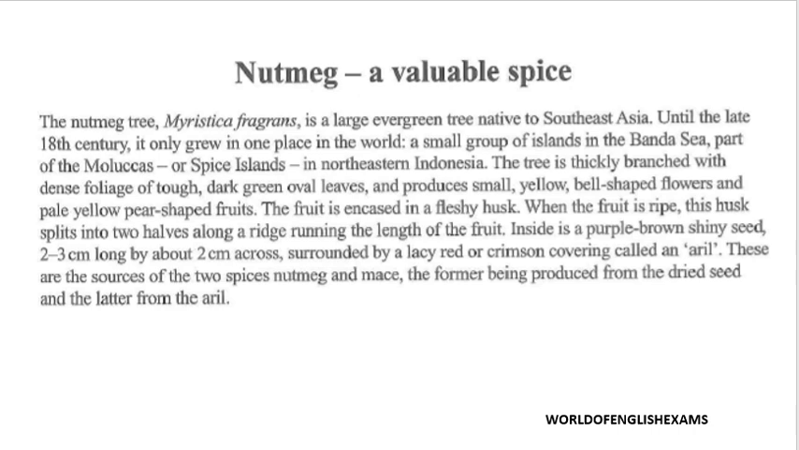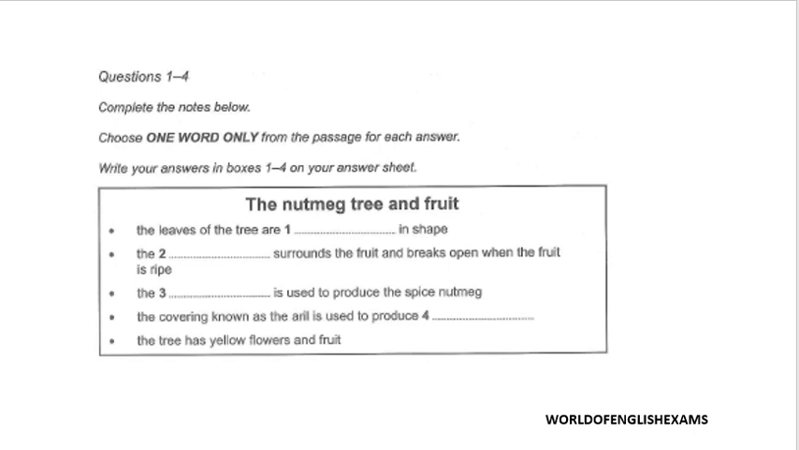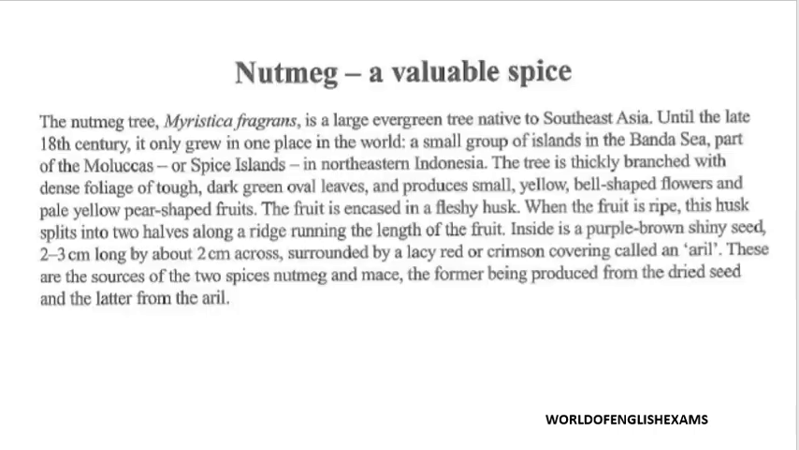So the tree is thickly branched with dense foliage. Foliage is another term for leaves. Please remember that. So the tree is thickly branched with dense foliage of tough, dark green, oval leaves. So clearly the answer for the first question is oval. The shape of the leaves is oval. So let's continue reading. The next question will follow this. The answer would follow. So something that surrounds the fruit, that is what we are looking at.